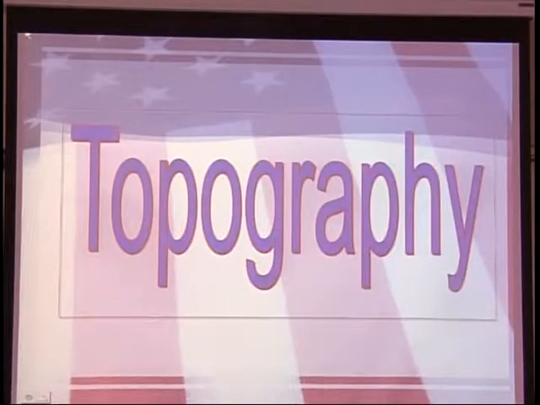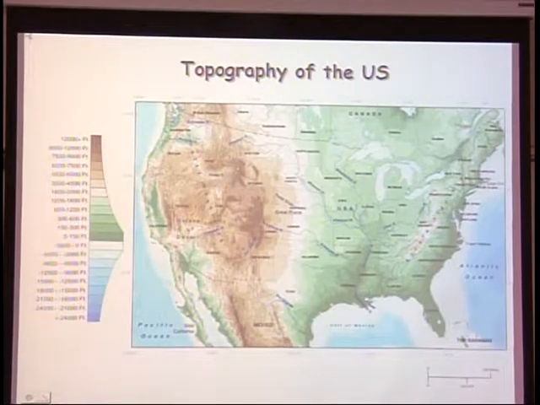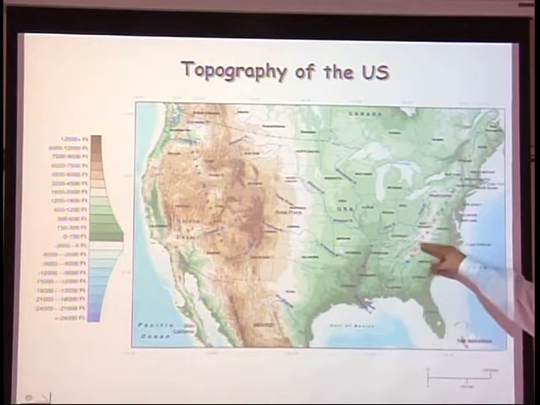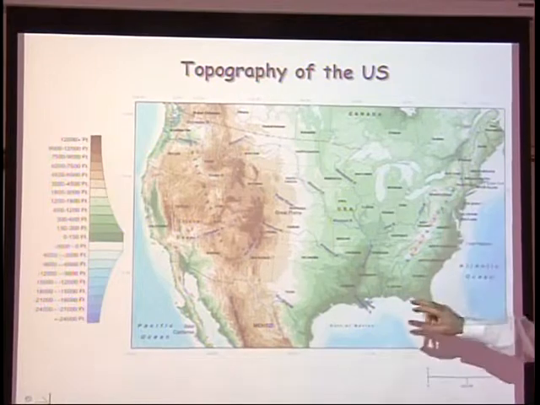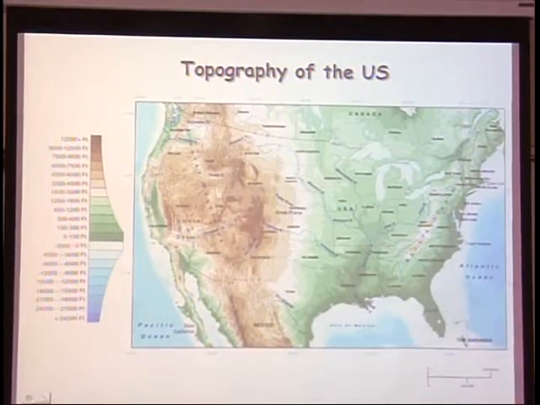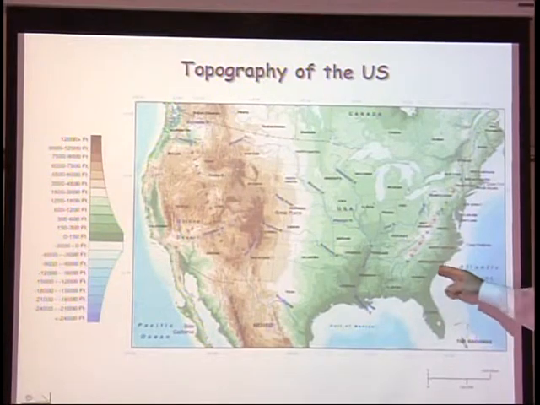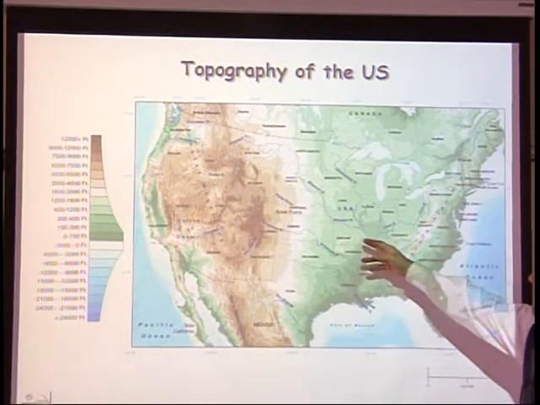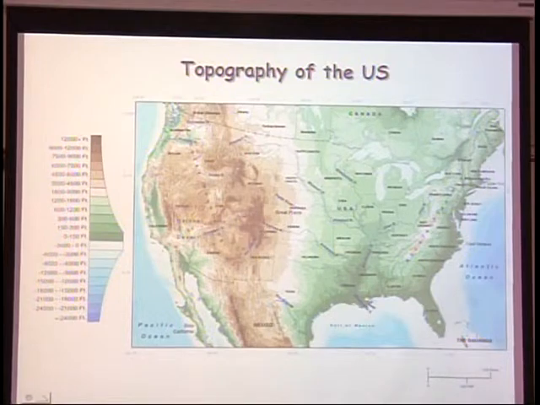The topography. What is our land like? Okay. As you can see here from this map, the topography of the United States varies greatly depending on where you are. We have several mountain ranges, the Appalachian Mountains here on the east, and the Rocky Mountains and the Sierra Nevadas on the west. There's lowlands along the coastline, the Great Plains in the central United States, and of course the Great Lakes.